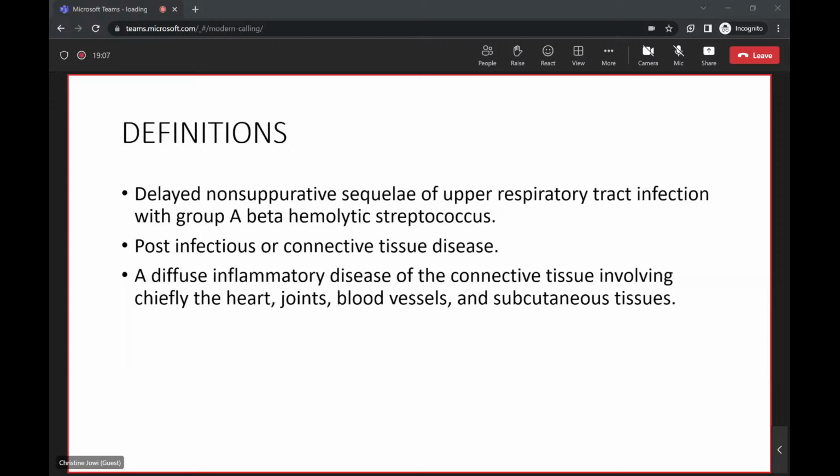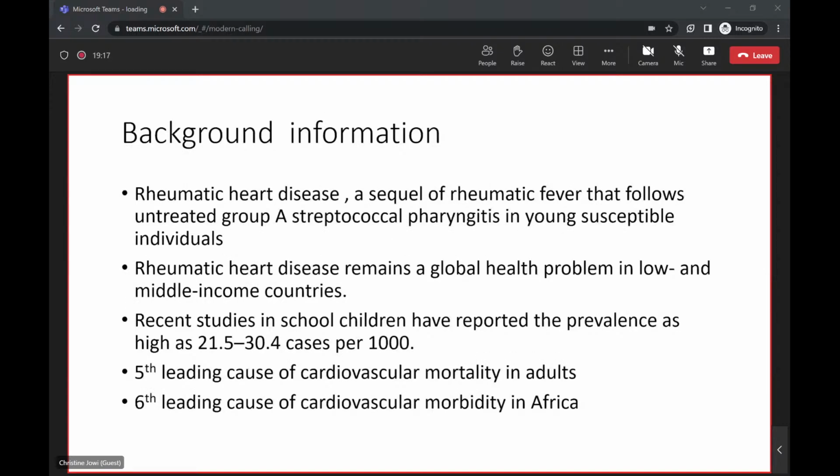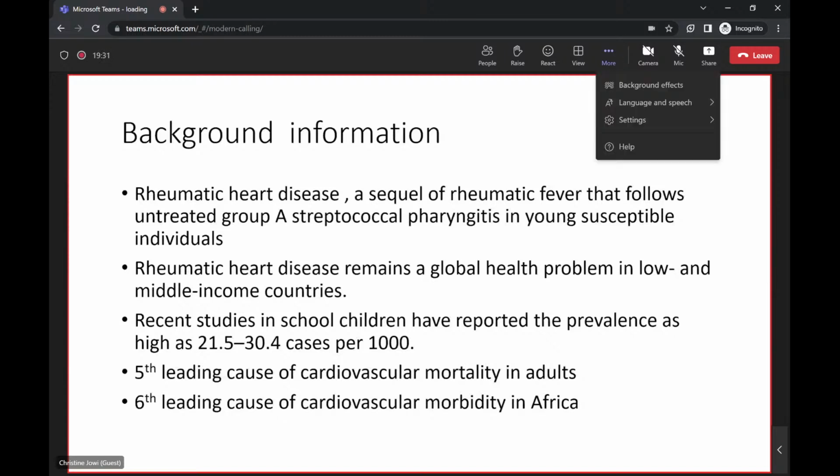That's just a revision. This background information is also just to tell you that rheumatic fever still remains a condition that is commonly seen in the young, but in other countries it's coming down. The prevalence is coming down, but it's still common in low and middle income countries. It's still a leading cause of cardiovascular morbidity and also mortality. Morbidity means that it makes you sick for long. Mortality means it is capable of killing you.